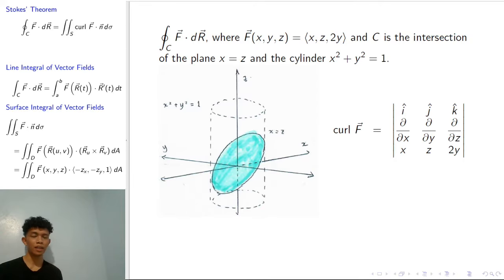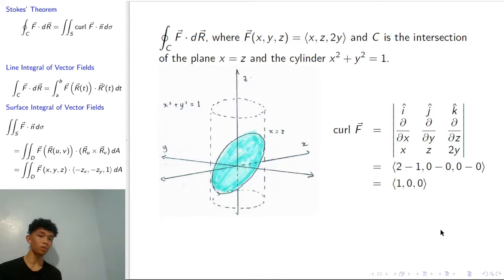Again, your curl is given by this, which is equal to first component partial of 2y with respect to y minus partial of z with respect to z. That's 2 minus 1. Next component is partial of x with respect to z minus partial of y with respect to x, which is 0 minus 0. And for the last component, you have partial of z with respect to x minus partial of x with respect to y, which is, again, 0 minus 0. So the curl of your vector field f is actually just 1, 0, 0.